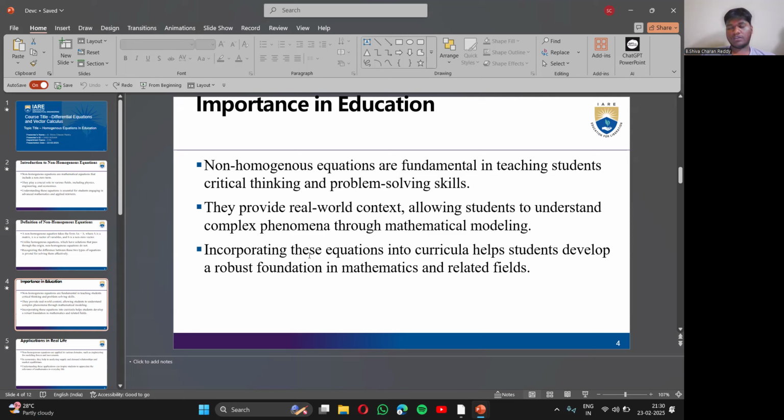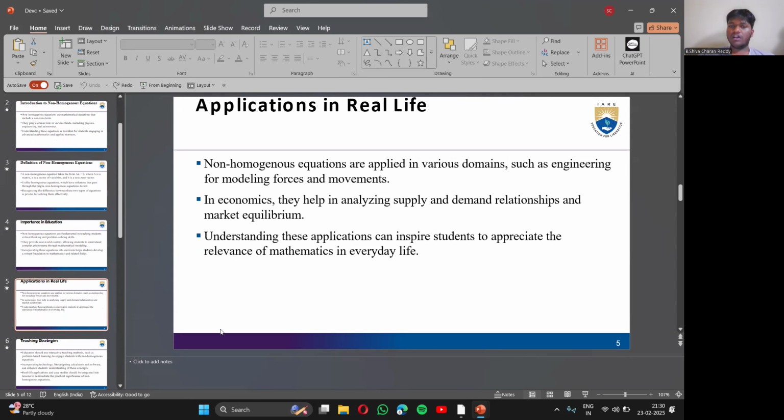By teaching students this, it may also provide real-world context where you can apply the equations in real-world situations to solve complex phenomena through mathematical modeling. And yeah, incorporating these equations into the curriculum helps students develop a robust foundation in mathematics because these are very hard. If you are able to solve this, you may have ease in solving any other complex equations too.